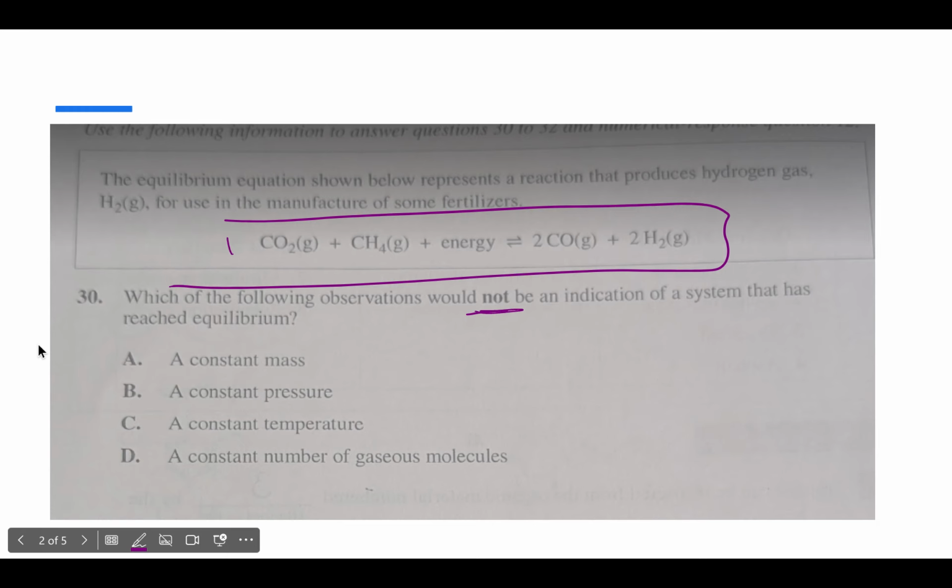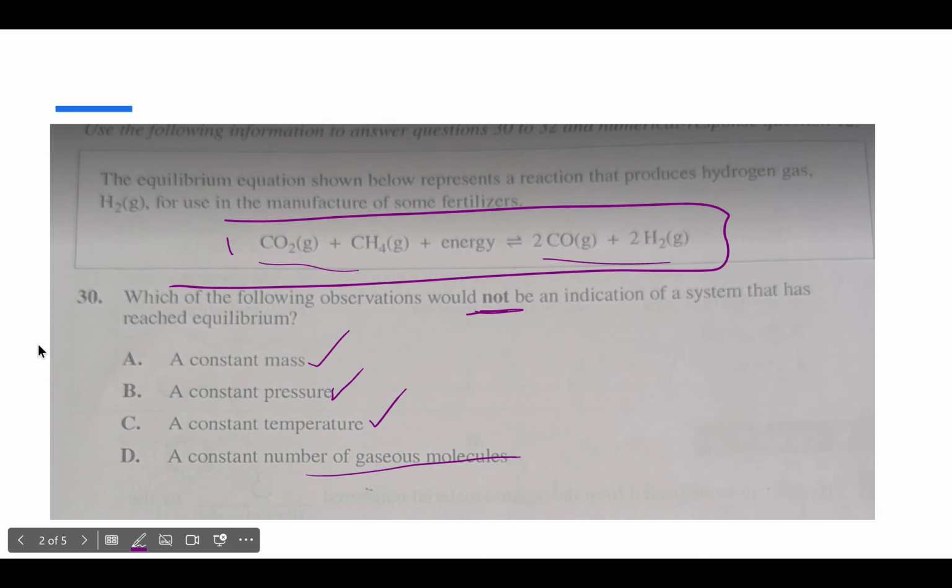Now I have to admit this one stumped me a little bit because we usually in the definition don't talk about mass or number of gas molecules. But in this, if it's in equilibrium, our mass would be constant. Pressure for sure is constant. Temperature, we definitely know that's part of the definition. But what's not constant is the number of gas molecules. And that would have to do with actually looking at the fact that we only have 2 on the left and 4 on the right.